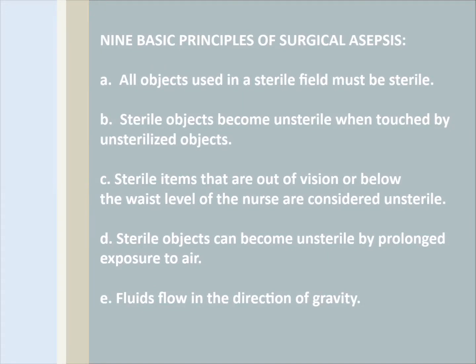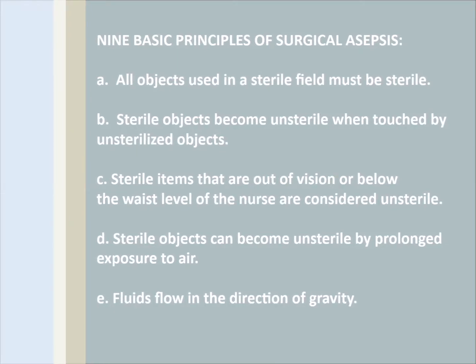Nine basic principles of surgical asepsis. A. All objects used in a sterile field must be sterile. B. Sterile objects become unsterile when touched by unsterile objects. C. Items that are out of vision or below the waist level of the nurse are considered unsterile. D. Sterile objects can become unsterile by prolonged exposure to air. E. Fluids flow in the direction of gravity.